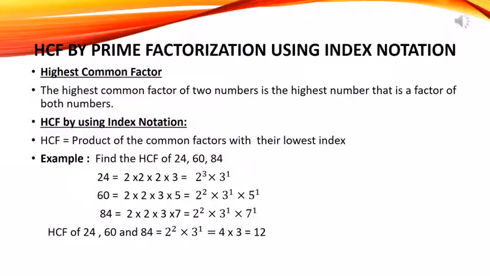Now prime factors of 84 can be written as 2 multiplied by 2 multiplied by 3 multiplied by 7. Here we have 2 2 times, so we will write 2 raised to the power 2. 3 1 time, so we will write 3 raised to the power 1. Multiply by 7 1 time, so we will write 7 raised to the power 1.